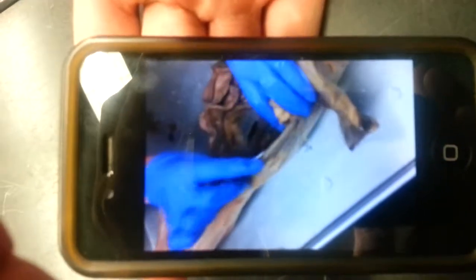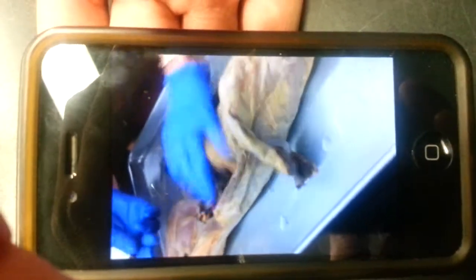So there's the liver, the kidney, and surrounding it is fat. Basically, it's a big fatty adipose capsule. And that's basically it. That's a cat.